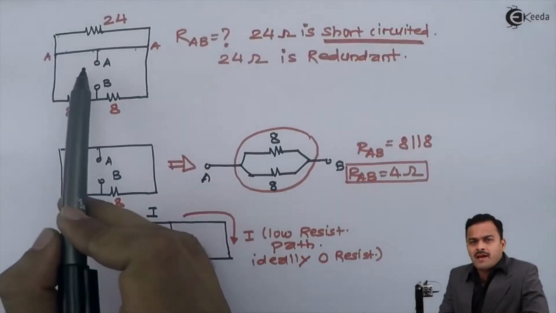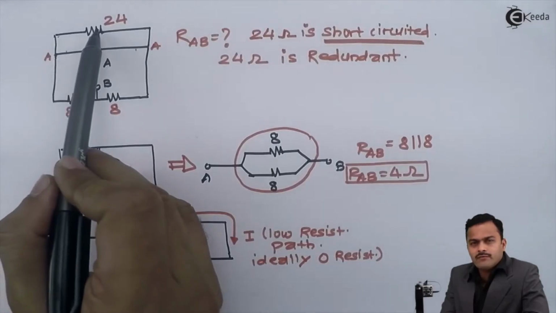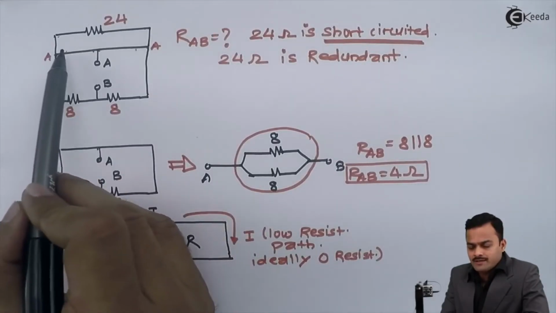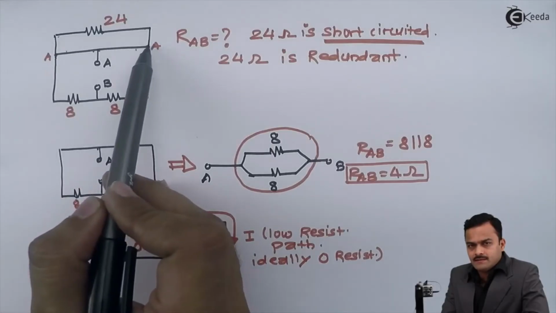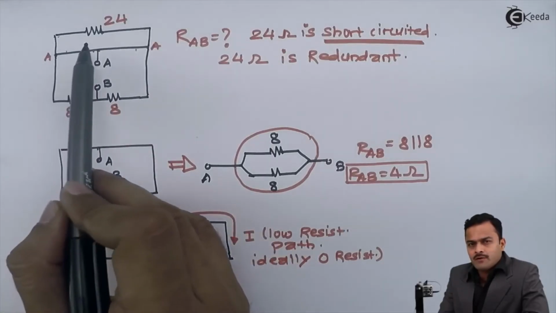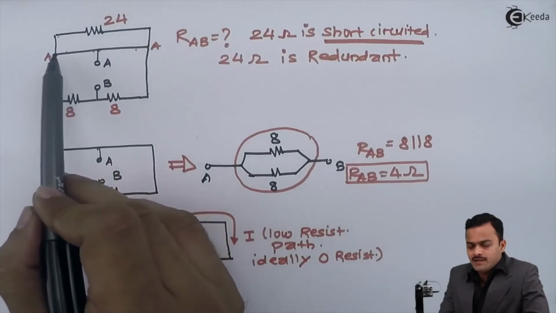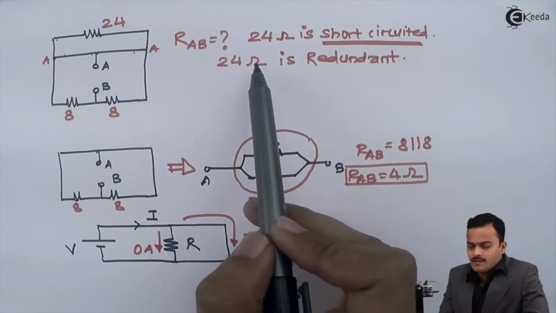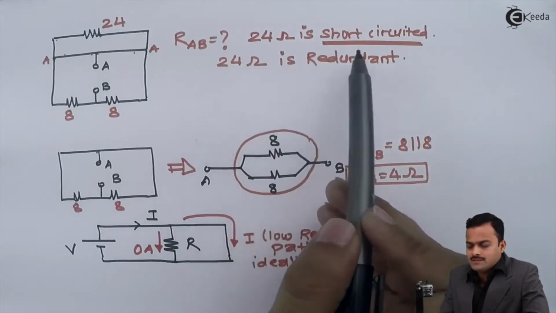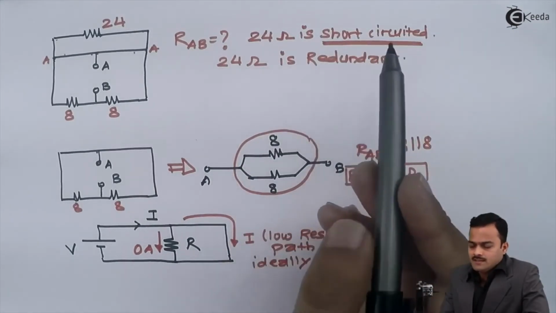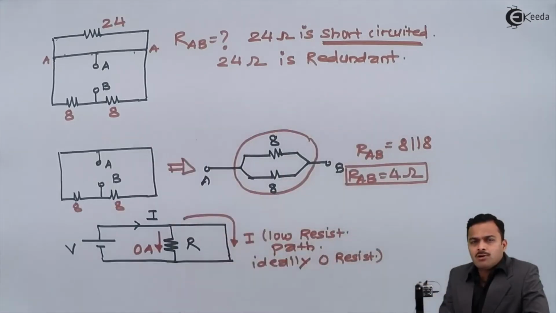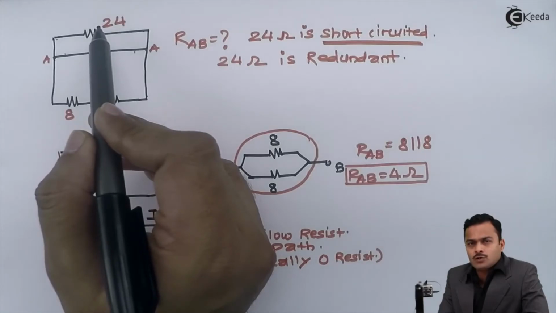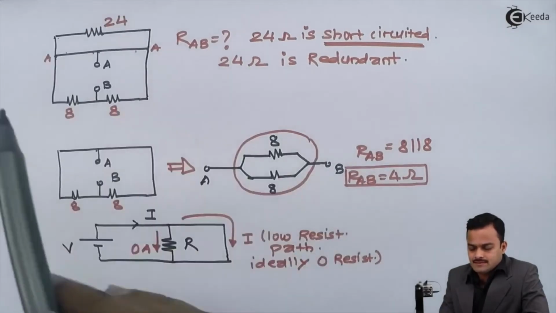If I see the problem carefully, I'll come to know that this 24 ohm resistor is connected between these 2 points where a simple wire is connected, right? So I can say whenever a resistor is connected between the ends of a wire, that resistor is short circuited. Hence here the 24 ohm is short circuited and redundant. See the meaning of redundant: this 24 ohm is not playing any role in the circuit analysis, right?